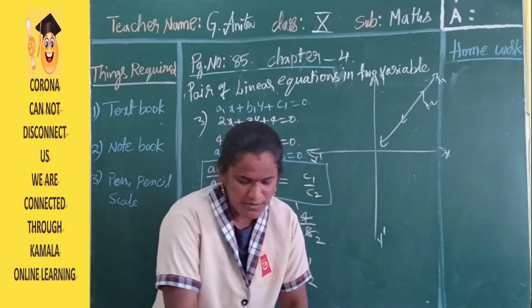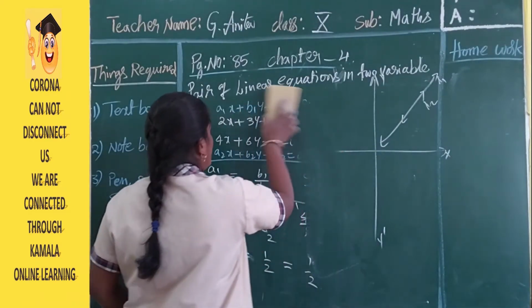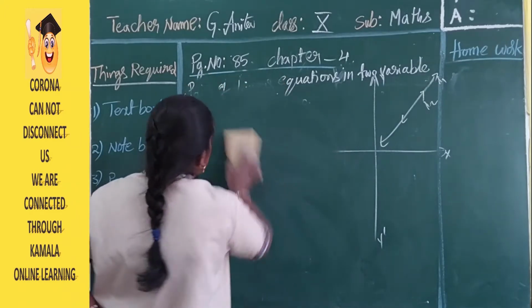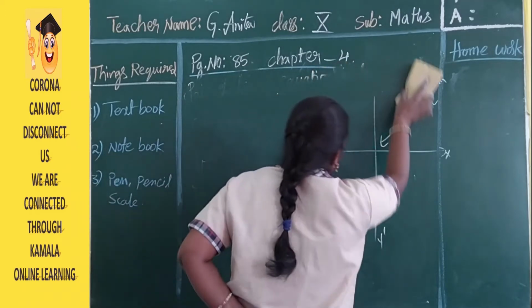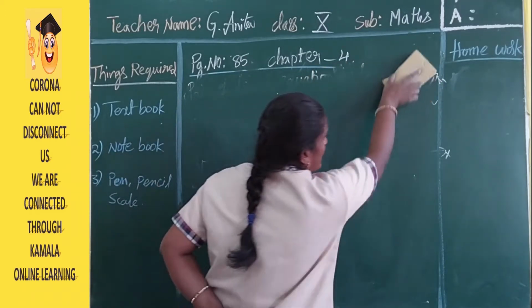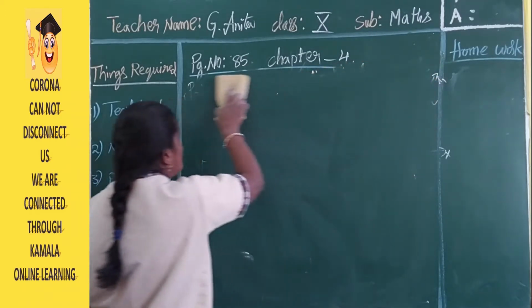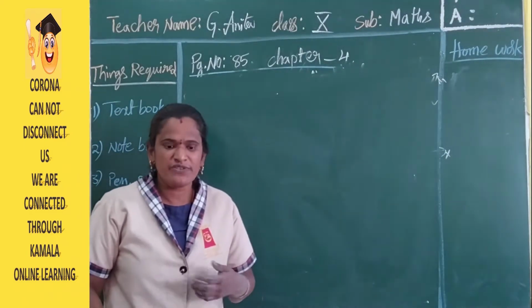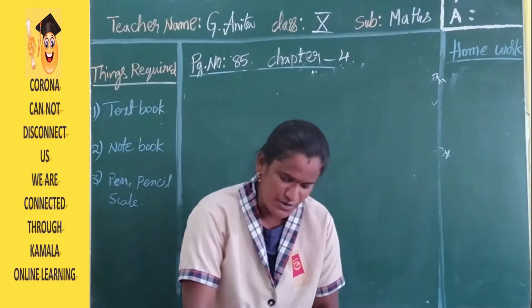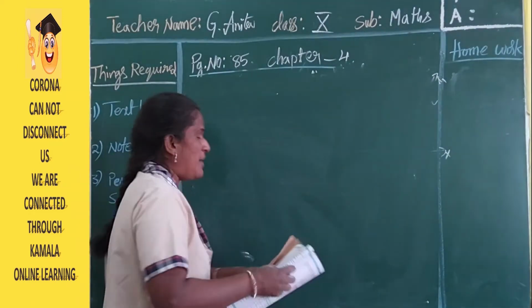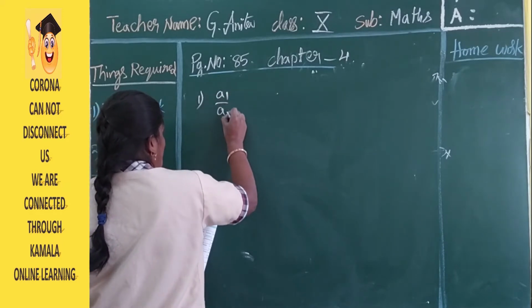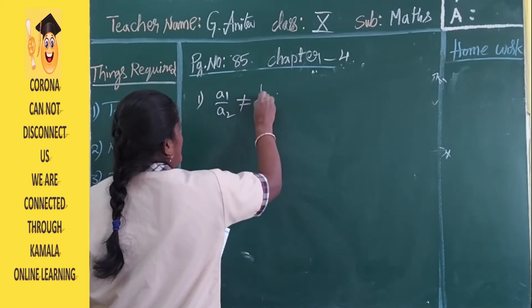Before the exercise problems, once again we recall this table. When a1 by a2 is not equal to b1 by b2; when a1 by a2 is equal to b1 by b2 but not equal to c1 by c2; and when a1 by a2 is equal to b1 by b2 is equal to c1 by c2. So once you observe, for example, the first condition, a1 by a2 is not equal to b1 by b2.